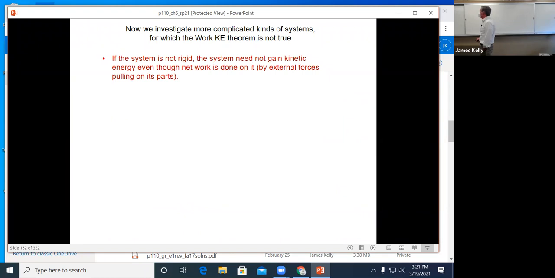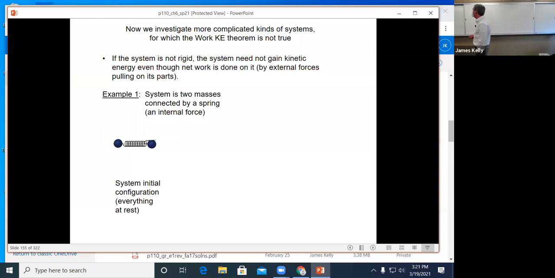Okay. Now, the important point is that if the system isn't rigid like this, if it's got some internal springiness to it, the system need not gain any kinetic energy, even though net work is done on it by external forces pulling on its parts. So the work kinetic energy theorem is definitely not true if you have springy kinds of systems, unlike a particle. Okay. So let's take an example, and I'll actually just do this in front of you.